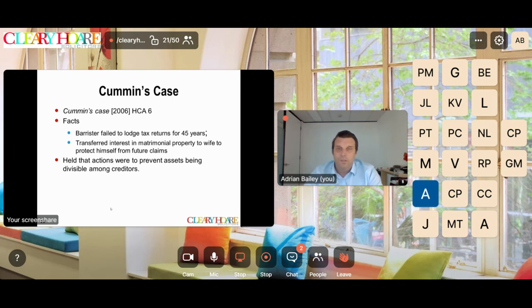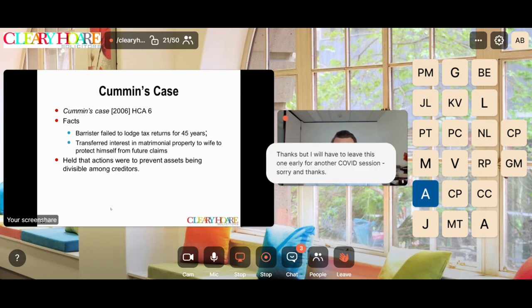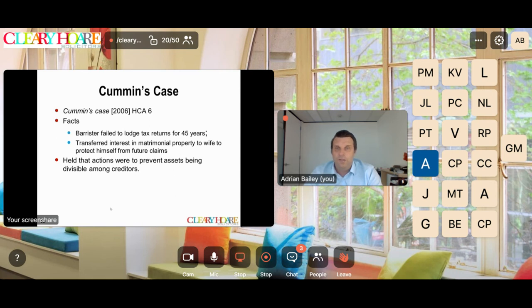So what the court found in that decision is they had a look at the facts, they had a look at the work that Mr. Cummins did, and in effect, they said, you should have known, considering your knowledge and your position as a barrister, that at some stage you would have to lodge tax returns. And when you did so, there was going to be a liability for tax. And with that, they said, because of that, your main purpose in transferring the property to your wife was to avoid the tax office and to avoid the tax office coming after you.